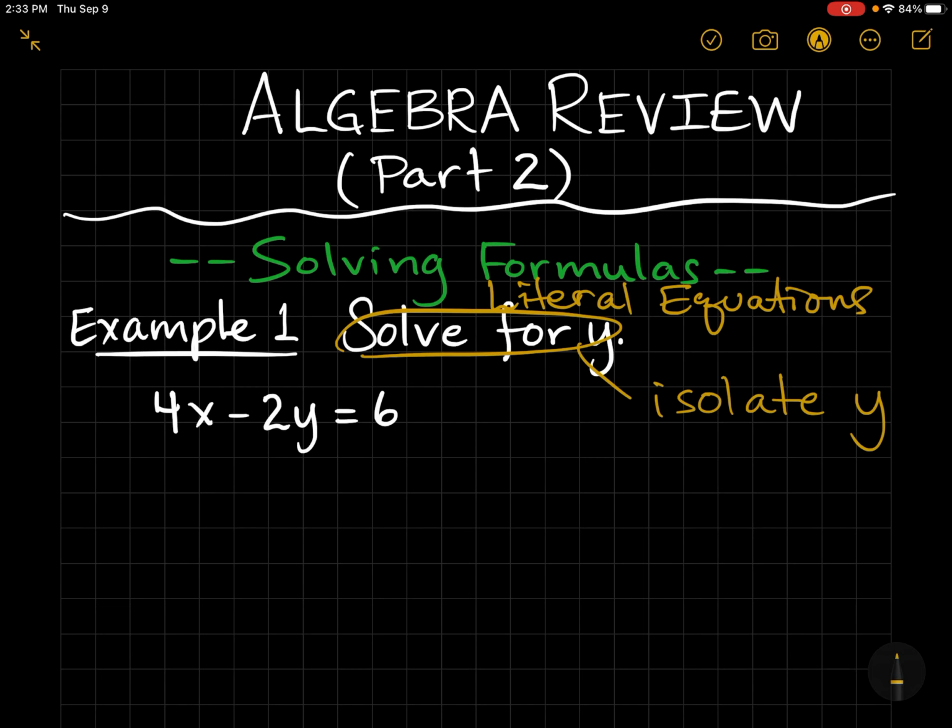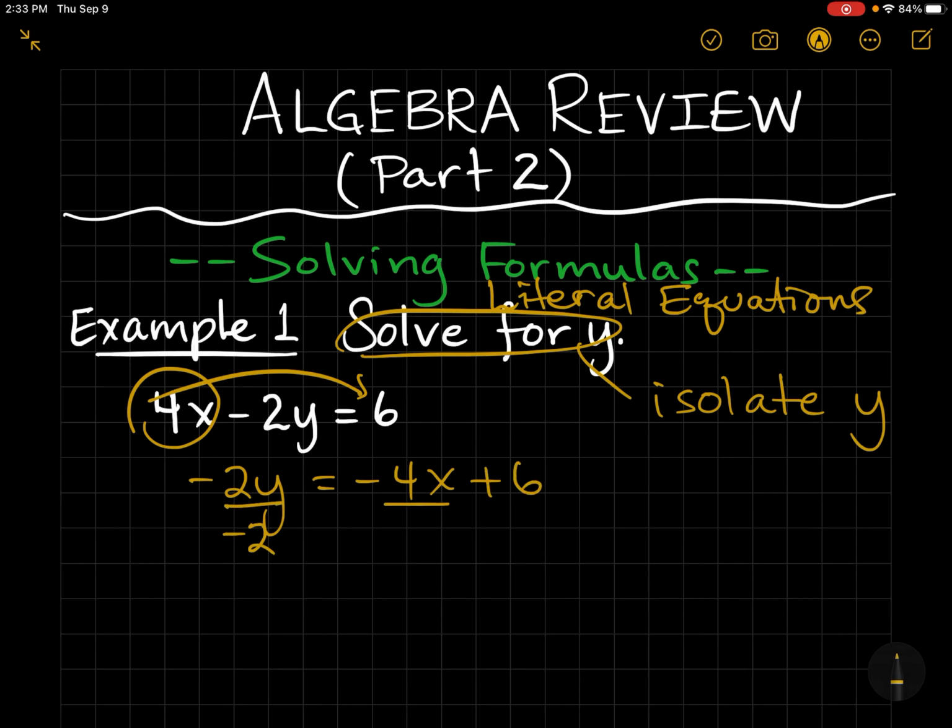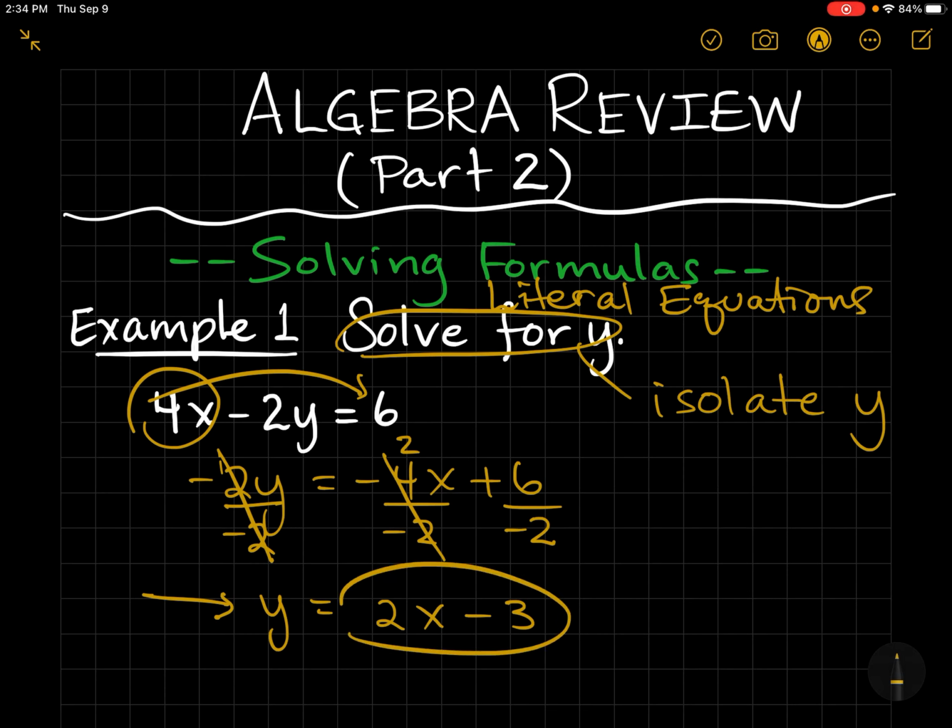So I'm going to start by moving the 4x to the other side, so it now becomes negative 4x. And now I'm going to divide both sides by negative 2. Since I have two terms here, I'm going to do that separately. Negative over negative is positive. And now I have isolated y. There's no y on this side, so I'm done. y equals 2x minus 3.